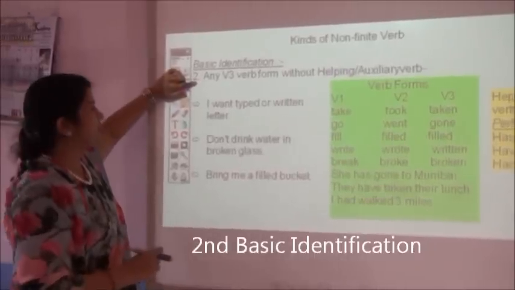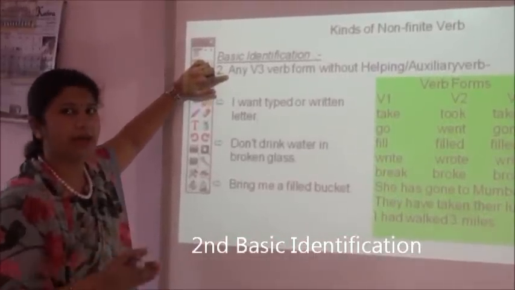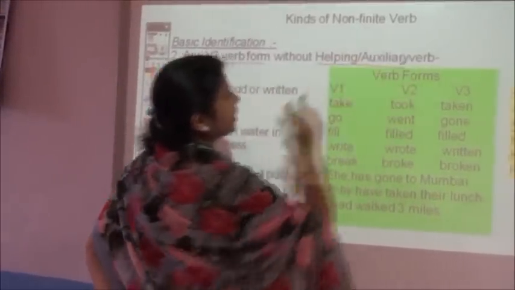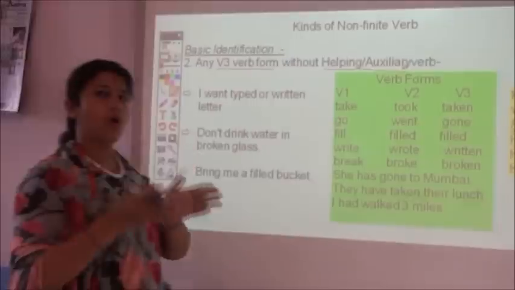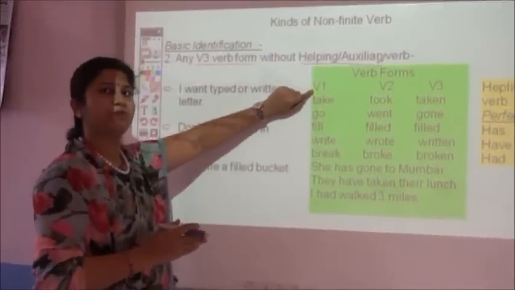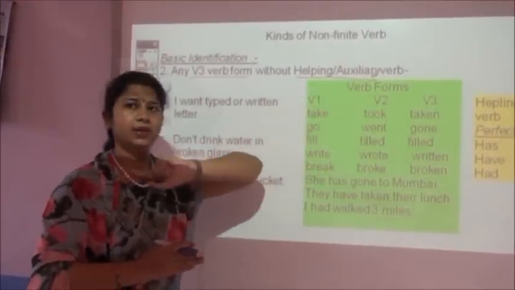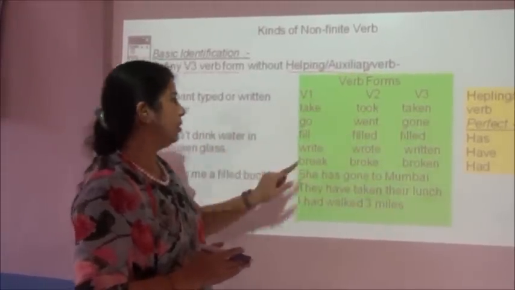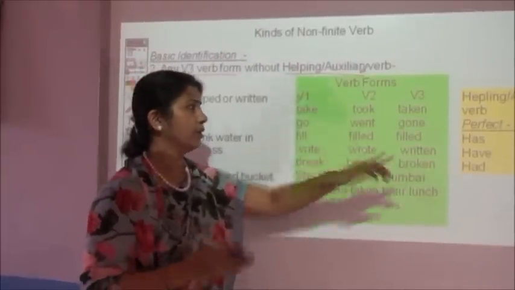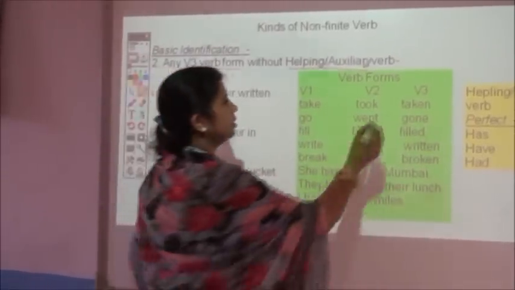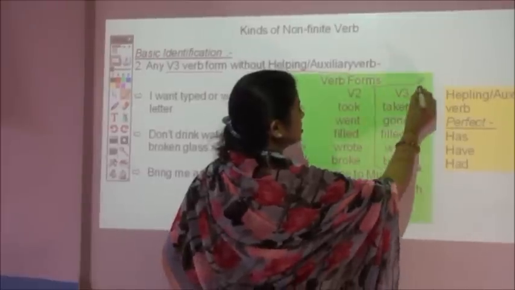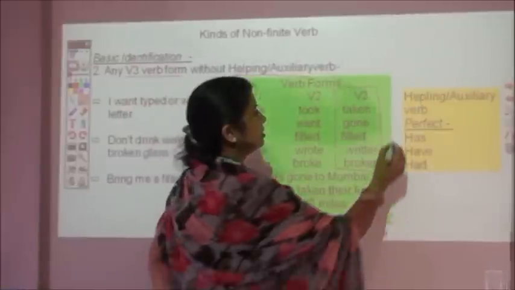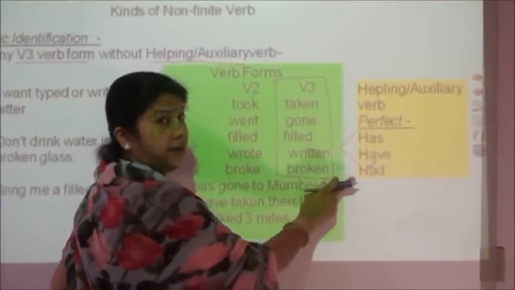My second basic identification: any V3 verb form without a helping or auxiliary verb. Now what is V3? We all know that verbs have three basic forms: first form, second form and third form. Okay. Like take, took, taken; go, went, gone; break, broke, broken. Now you need to focus on V3 verbs. And which are the helping verbs for V3 verbs? These are has, have and had.